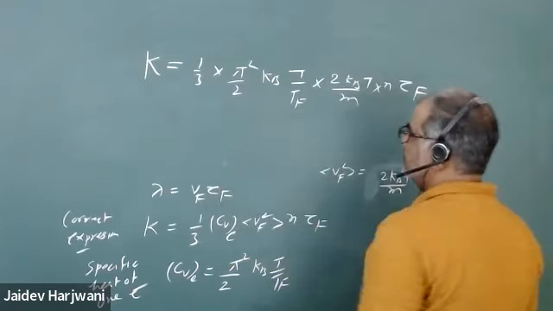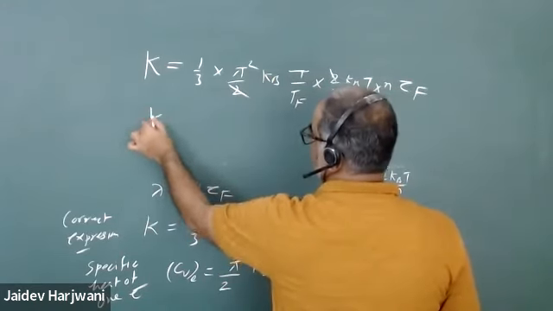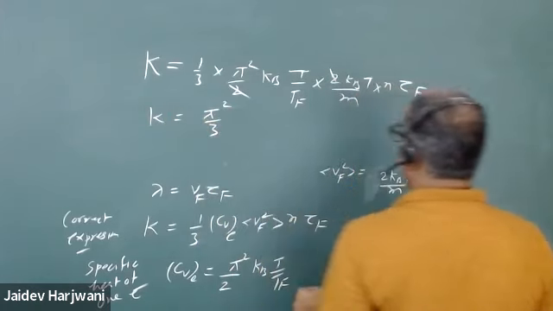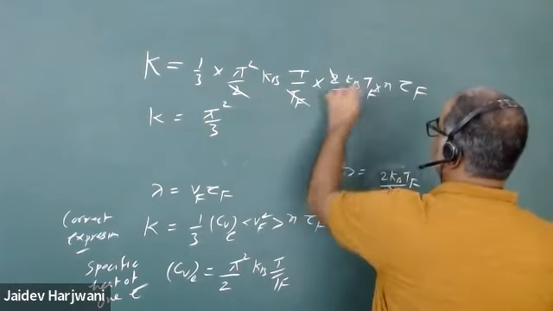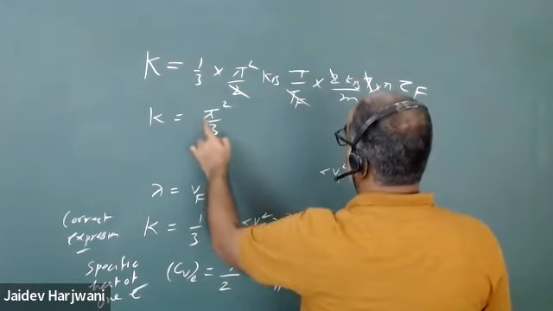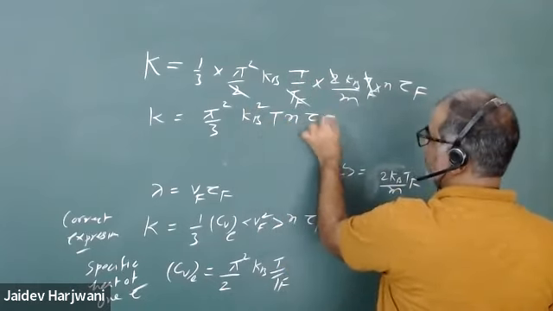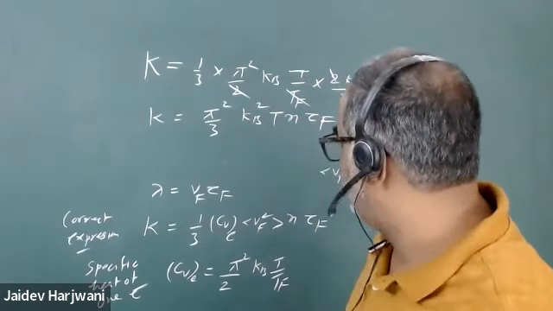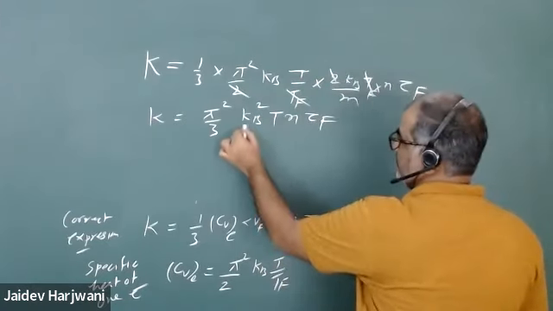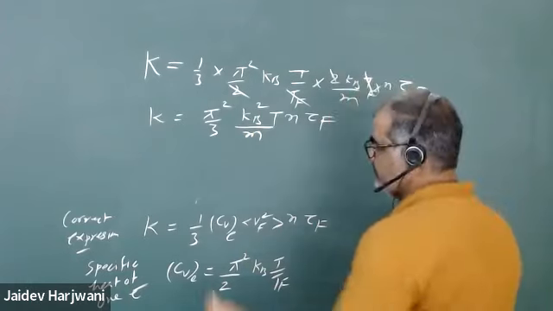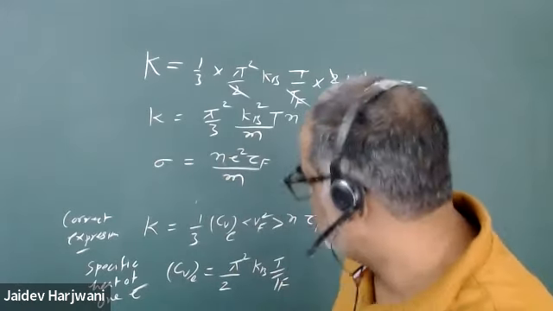Let me solve it further. Here the 2 cancels, so kappa will become pi square by 3. And because I'm taking temperature also TF, you can put here temperature TF, so TF will cancel. And now what I have is pi square by 3 kB square, then we have a T, an n, and a tau F, upon m. This is my expression for thermal conductivity. And now we know sigma: sigma is n e square tau F upon m. I'll just divide these values.